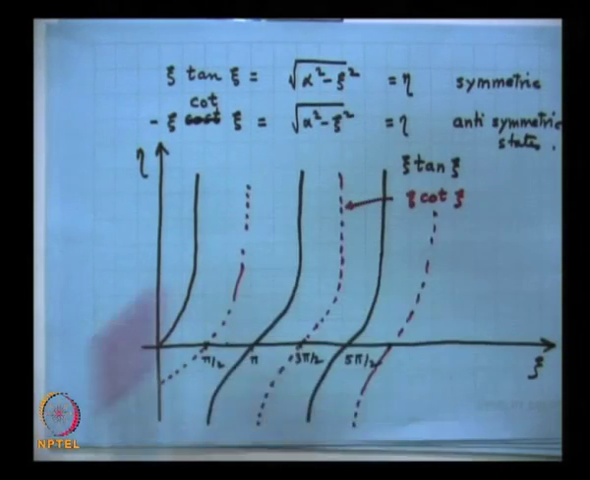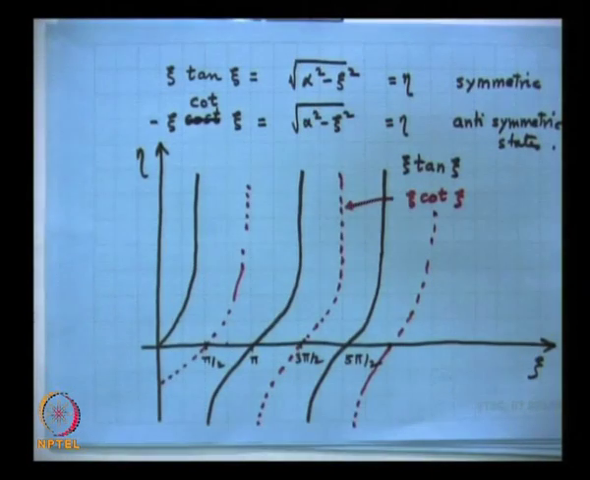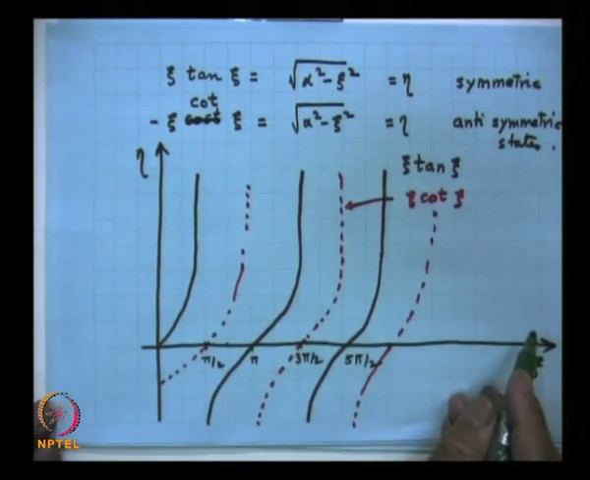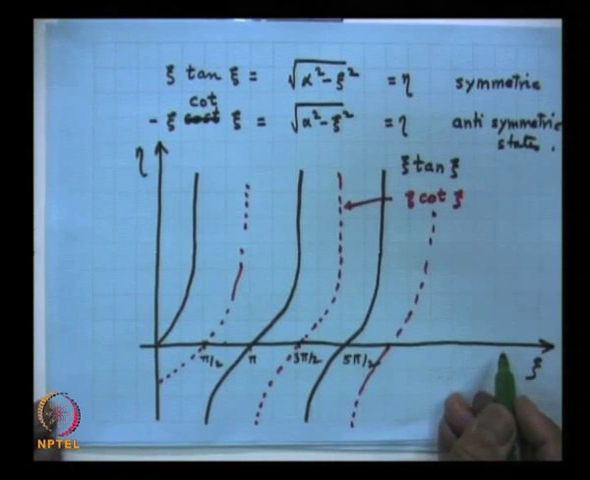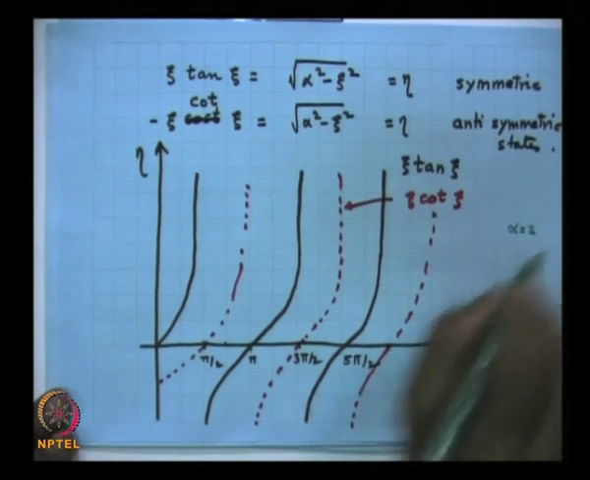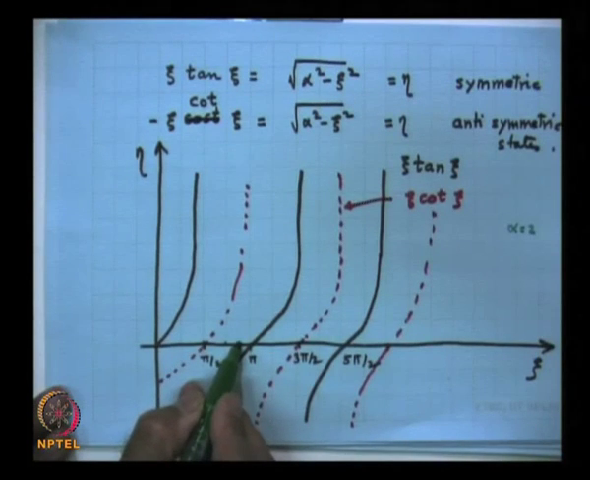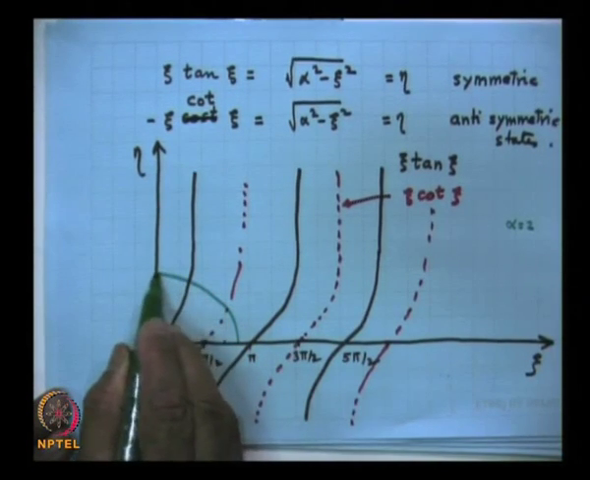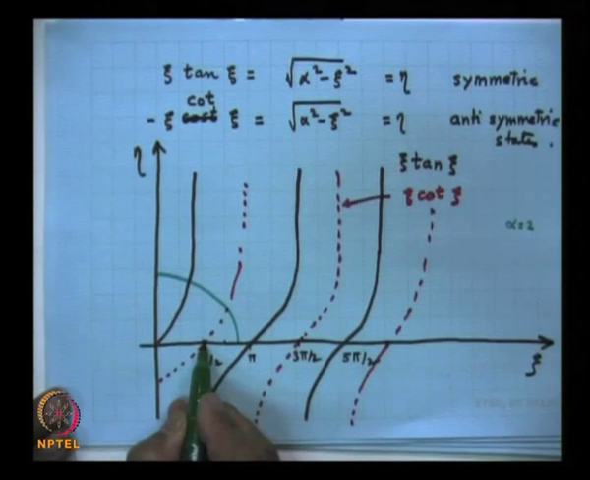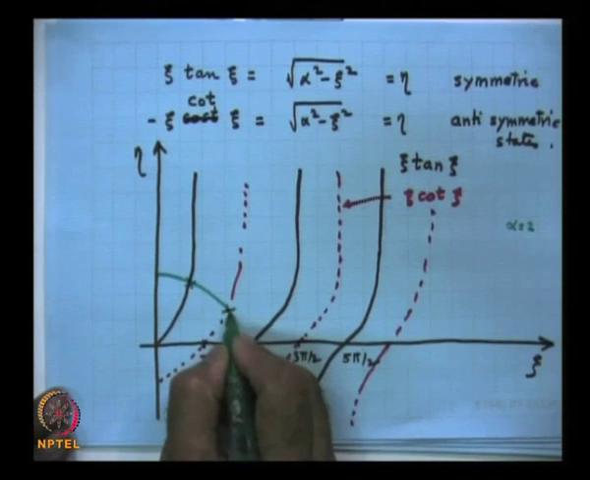The right hand side, let me, if I have another color, is a quadrant of a circle whose radius is alpha. So, let me first take alpha equal to 2. If alpha is equal to 2, the quantity 2 is less than pi. So, the quadrant of the circle will be something like this. This is pi by 2. So, as you can see, there will be one symmetric and one anti-symmetric state.